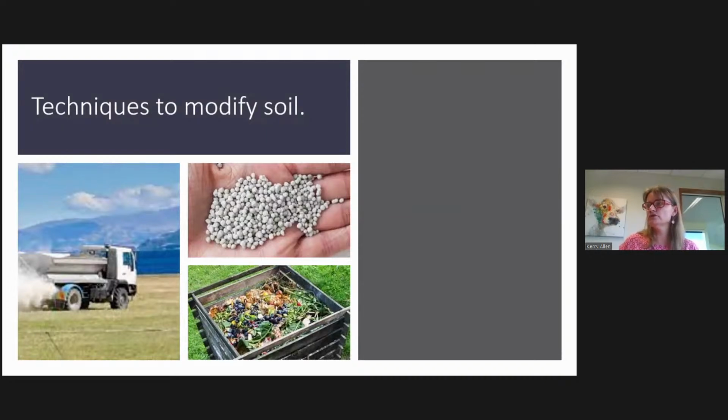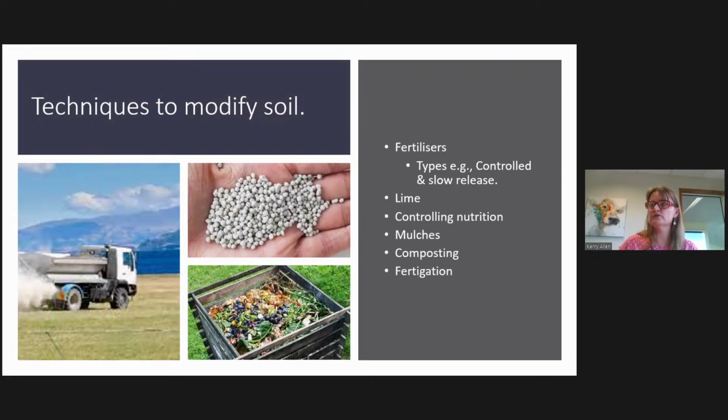Moving into soils, so we're just about done. So different types of things we can do here for soils, and I'm not going to go into these a huge amount because we could be here all day, but those are your predominant ones, looking at fertilizers, liming, mulching, composting, and fertigation. Okay, so you can apply all those to modify your soil.